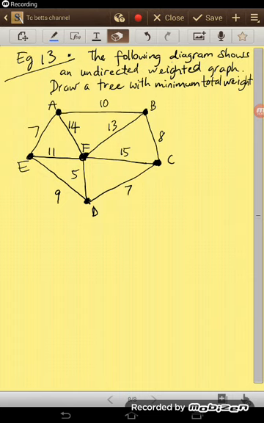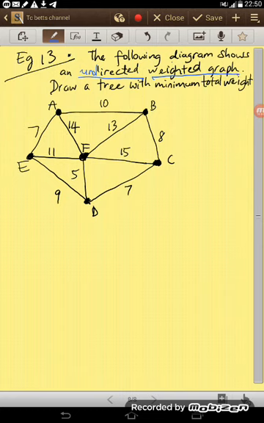Okay, finally we go to the last part, example 13. The following diagram shows an undirected weighted graph. The question is: draw a tree with a minimum total weight. Okay, this is not a tree. We want to draw a tree with a minimum. Remember, minimum total weight. Here is the weight. All here you can see the weight.